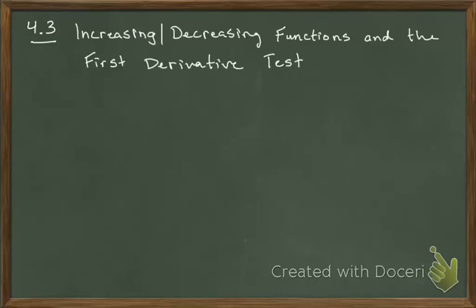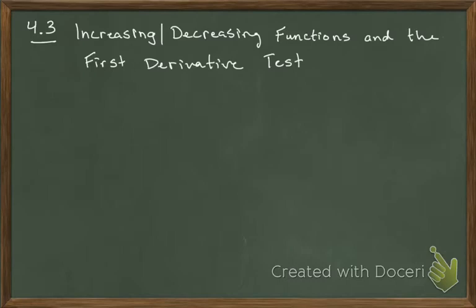In this video, we take a look at what it means for a function to be increasing and decreasing, and then figure out how we can use that information to determine more about the function and maybe how it has some relative maxes and minimum values with the first derivative test.